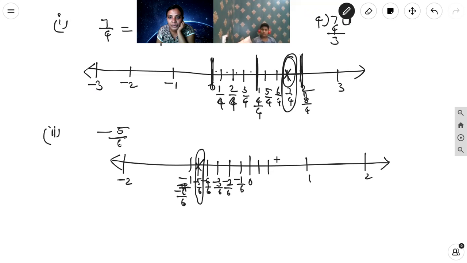Here 1, 2, 3, 4, 5, 6. 6 by 6 equal to 1. Just concentrate, 1 unit is divided into as many parts as the denominator value. So here 4 is there. So 1, 2, 3, 4 parts. That is the thing. Okay. Did you understand?